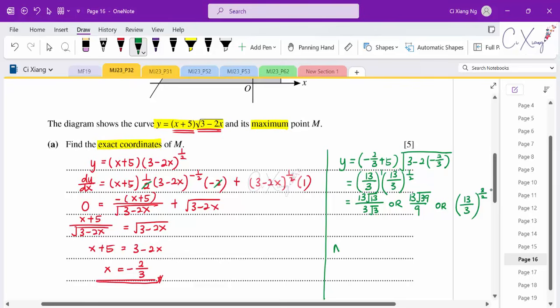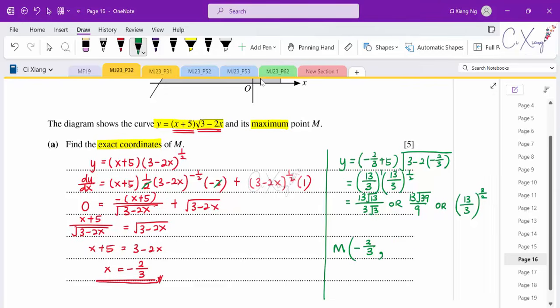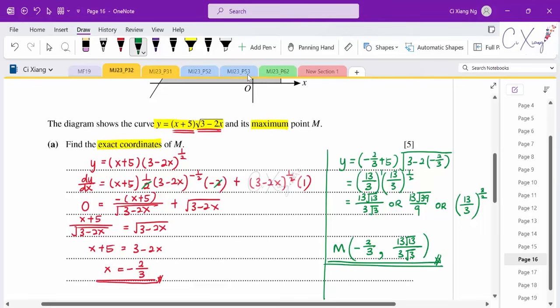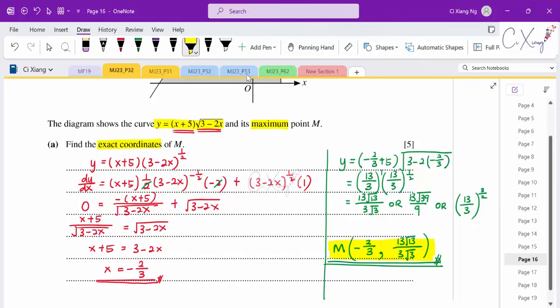Once you get the x and y coordinate of M, maybe you can write it again in a complete coordinate geometry form. So the x coordinate will be negative 2 over 3, and for the y coordinate, you can write as 13 square root 13 divided by 3 square root 3. So this is how we find out the exact coordinate for M. This is how we solve part A of question number 10.